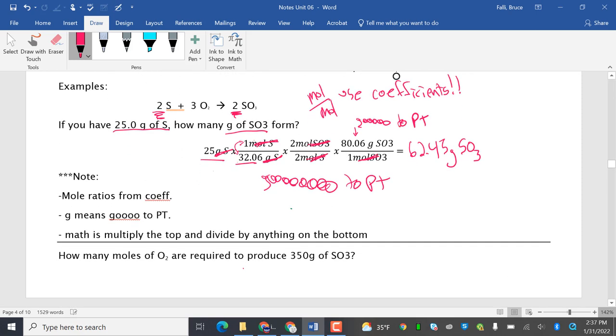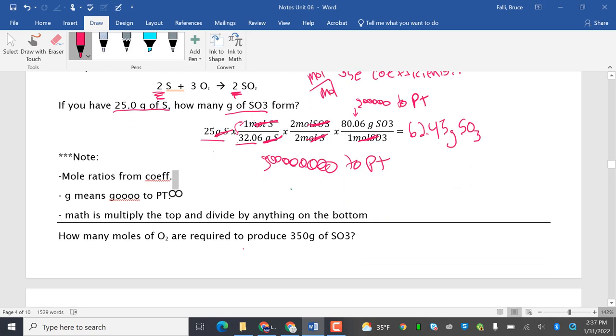Mole ratio is from the coefficient. Grams means go to the periodic table. Math is multiply the things on the top. Multiply, multiply, multiply. Divide the things on the bottom. Divide, divide, divide.